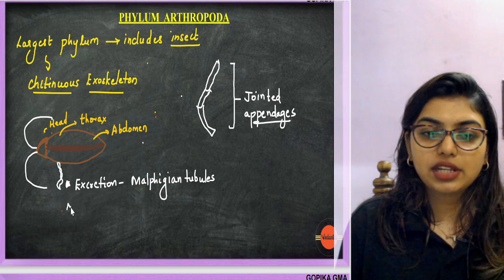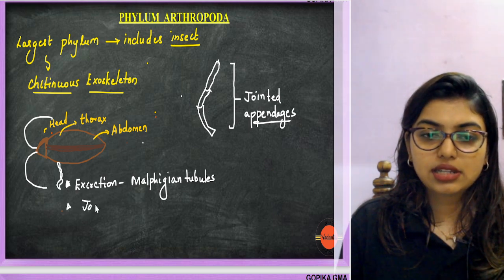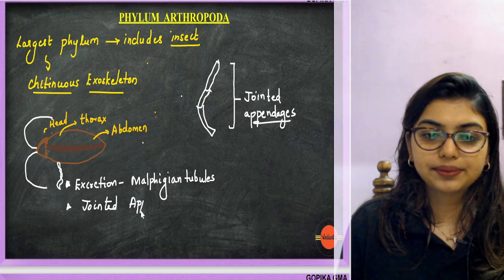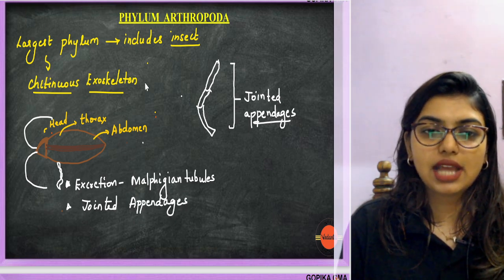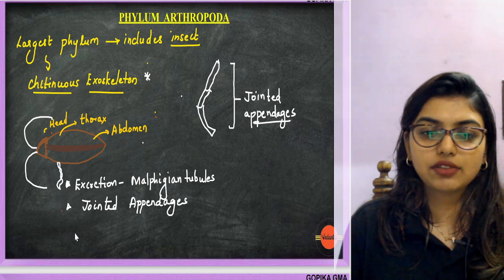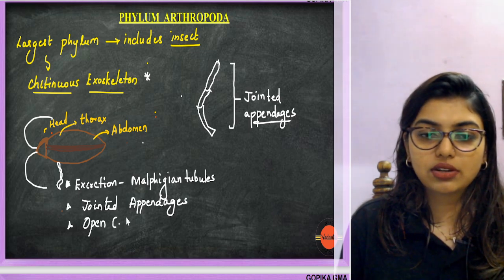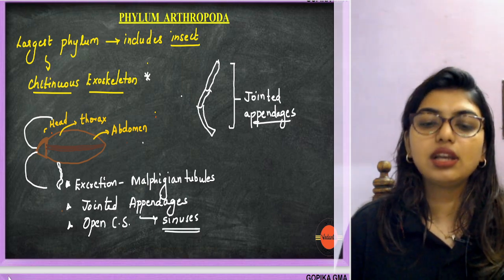Jointed appendages is one of the most important characteristics, so that you don't forget. Jointed appendages and chitinous exoskeleton are important characters. Now they have an open circulatory system. Open circulatory system means what? The blood is going to flow into the sinuses. Blood flows into the sinuses.